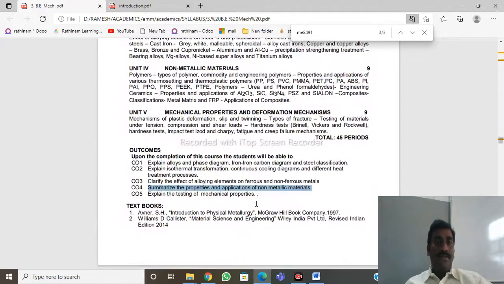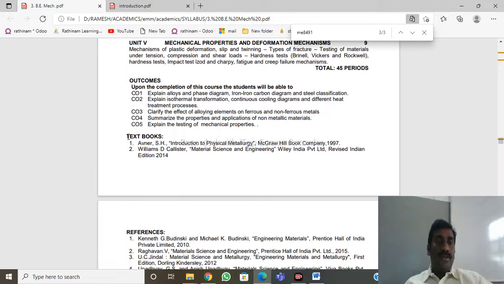In this syllabus, the textbooks have been defined by Anna University. The most important textbook is Avner S. H., Introduction to Physical Metallurgy, published by McGraw-Hill in 1997. The second important book is by William D. Callister, Material Science and Engineering, Wiley India Private Limited, 2014 edition.